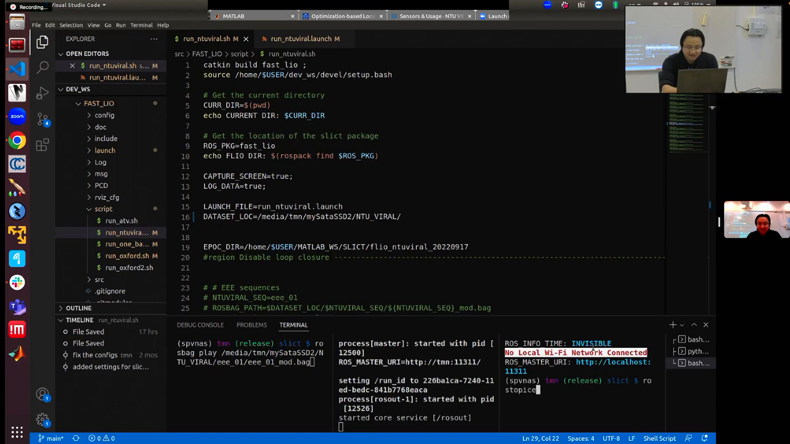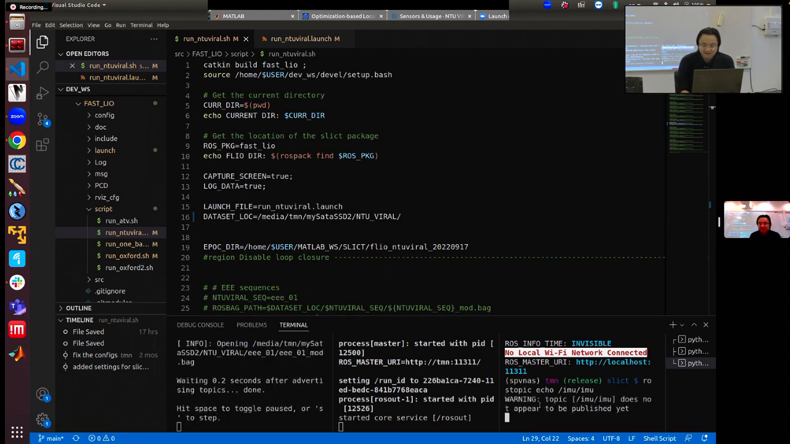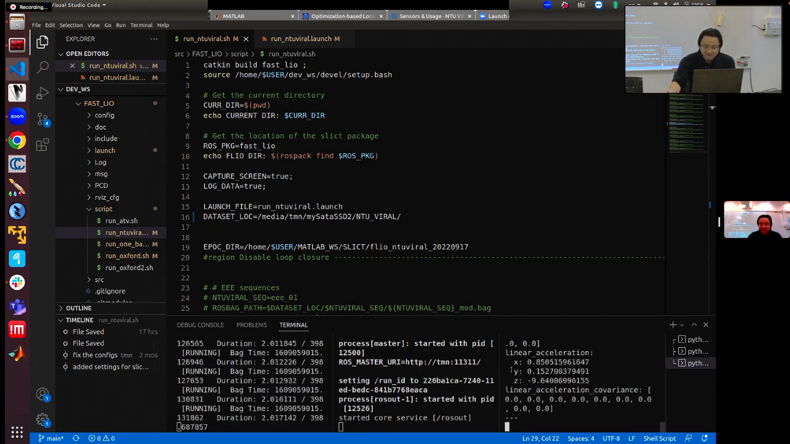Rostopic echo. The last time I checked, I'm not floating out. Okay, so fly this back. It's negative. Is it negative or positive? I cannot see anything. Negative. Minus 9.5. There's some bias there.